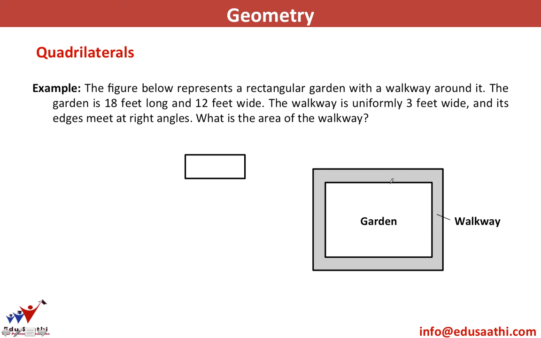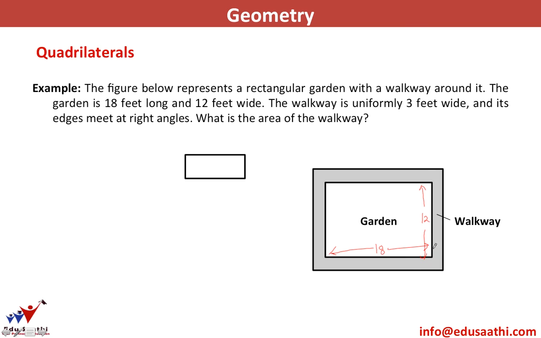Another example, the figure below represents a rectangular garden with a walkway around it. The garden is 18 feet long. It's a rectangular garden. So I need to understand that the opposite pair of sides will be equal and parallel. The walkway is uniformly 3 feet wide and its edges meet at right angles. What is the area of the walkway?